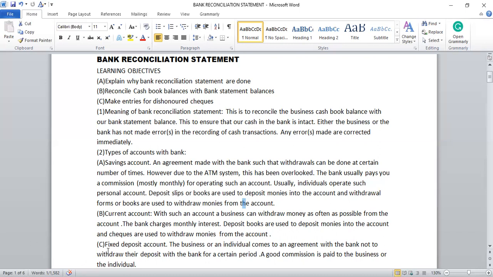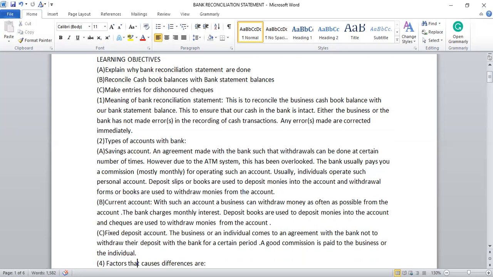Okay, the third one is the fixed deposit account. The business or an individual comes to an agreement with the bank not to withdraw their deposit for a certain period. A good commission or interest is paid to the business or the individual. The individual or the business will come to terms with the bank that they are depositing a certain amount of money in the bank, but they are not going to withdraw it. The bank will use it and operate their business. Then when that particular period ends, the bank will pay you the commission or interest on the account. Okay, let us continue.